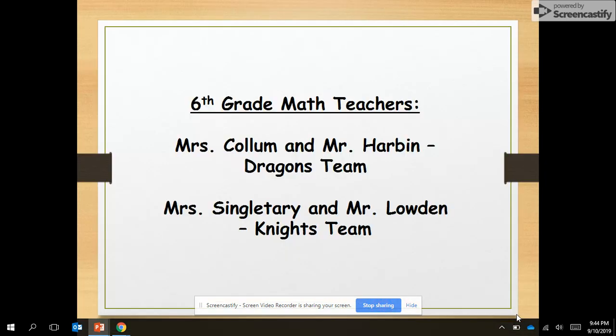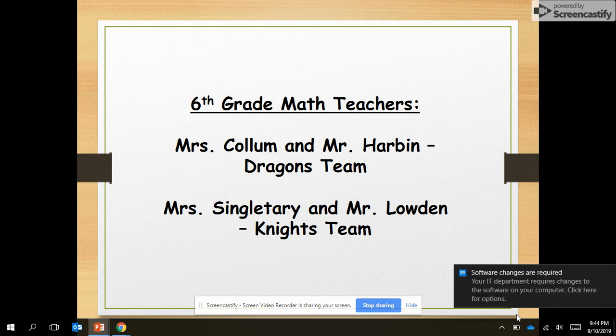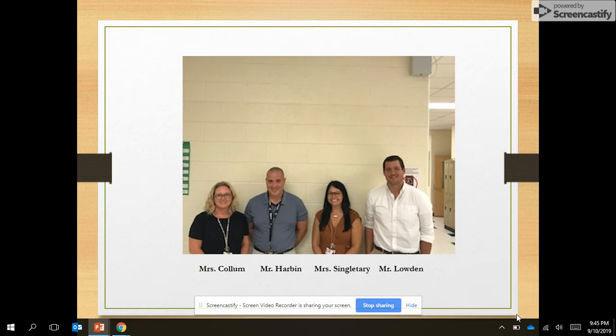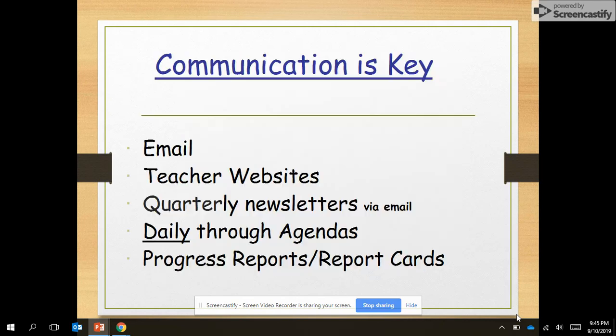So to start off with, the sixth grade math teachers on the Dragon team, you have Ms. Calm and Mr. Harbin, and on the Knights team, you have Ms. Singletary and myself. Looking at the teachers, Ms. Calm is on the far left, followed by Mr. Harbin, Ms. Singletary, and myself, Mr. Loudon, on the far right. This way you get a little glimpse of what your child's teacher looks like.